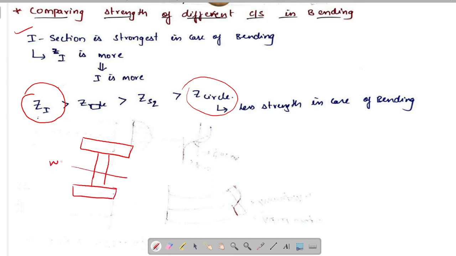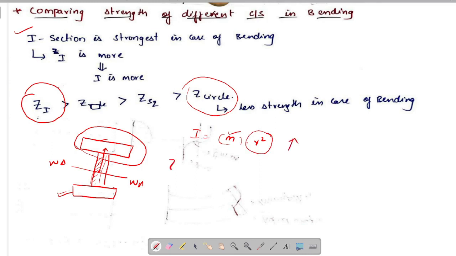If this is the neutral axis, in case of I section, the maximum mass is at a farther distance from the neutral axis. See, these two are the maximum mass. This is a thin section, and the maximum mass is at a farther distance. We know that moment of inertia is mass into r square, like the normal primary definition. So if the maximum mass is concentrated at a longer distance from the neutral axis, I will be maximum. We know that section modulus is I by Y max. As I is more, Z will be more.